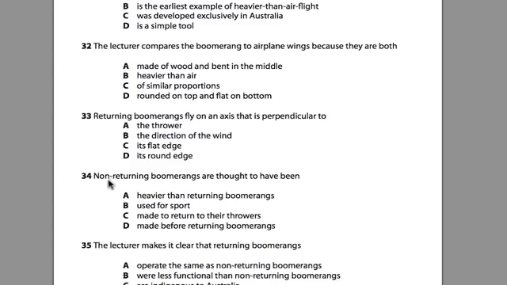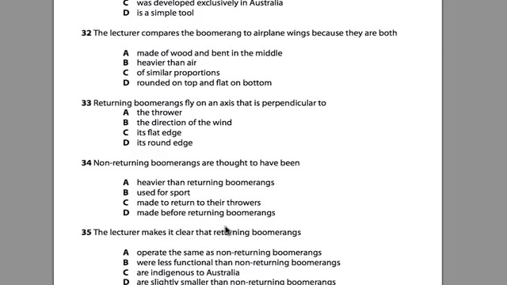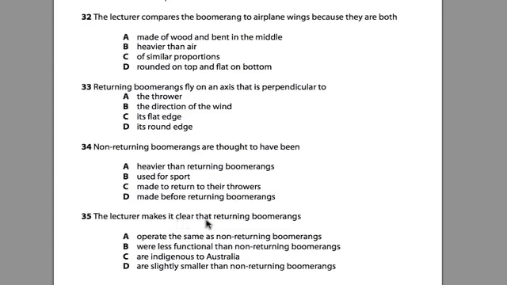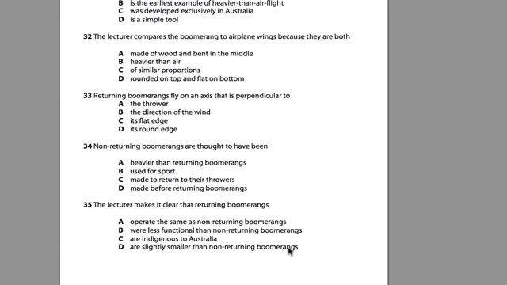So to 35. 34. Non-returning boomerangs are thought to have been... Okay, let's underline these words, returning and non-returning, because it looks like we have 2 different kinds of boomerangs. And, okay, now let's go to 35. The lecturer makes it clear that returning boomerangs, underline returning boomerangs, operate the same, are less functional. Indigenous, to be native from an area, slightly smaller than non-returning boomerangs.